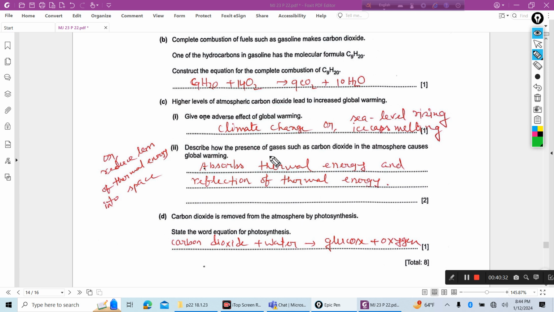2. Describe how the presence of gases, say carbon dioxide, in the atmosphere causes global warming. How does this happen? Carbon dioxide absorbs thermal energy and reflects thermal energy. In this way, they are responsible for global warming.